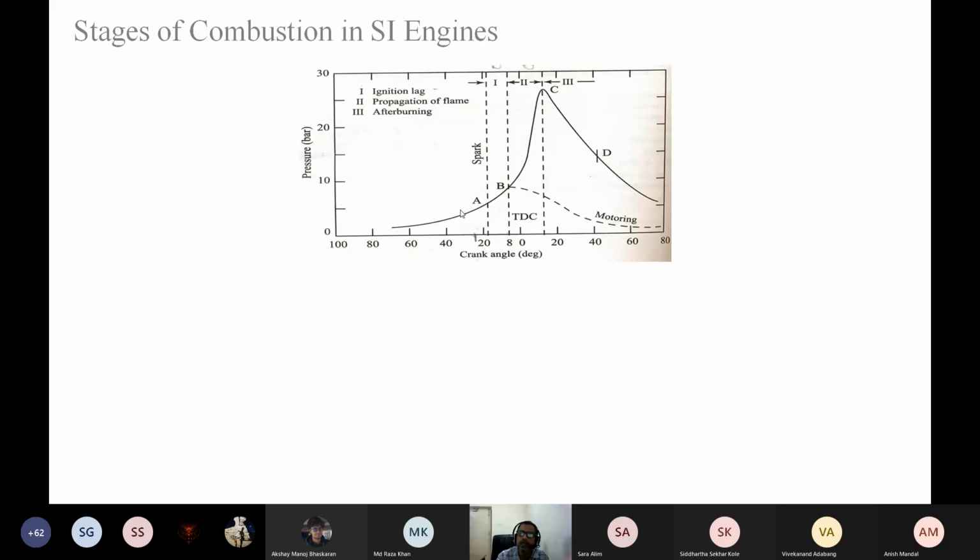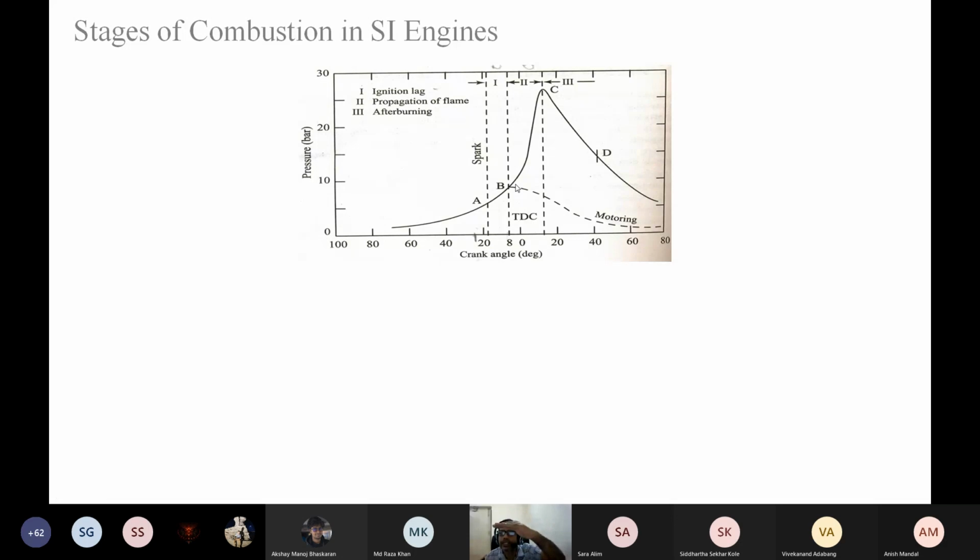So if the engine is rotating with the help of external means, here in terms of the motor, then we measure the P theta variation and plot it here, and that is what we have termed the motoring pressure. Since there is no combustion taking place in the motoring condition, what will happen? The pressure will rise as long as the piston reaches the top dead center.